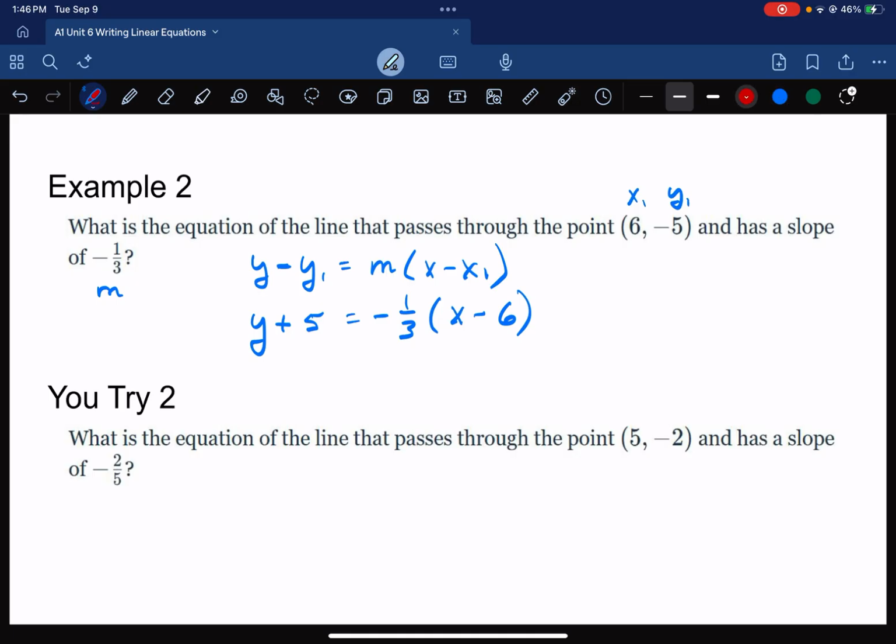I'll box in red this time. There we go. So you try the next one there. Stop the video, give it a try. See if you got it right.